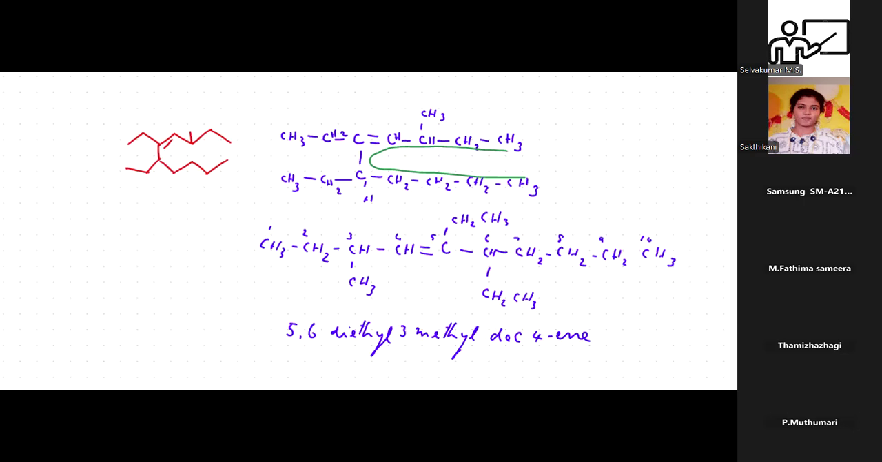And one more compound we can try. So nomenclature, you have to do plenty of exercises. You write the formula of 3-methyl penta 1,3-diene.